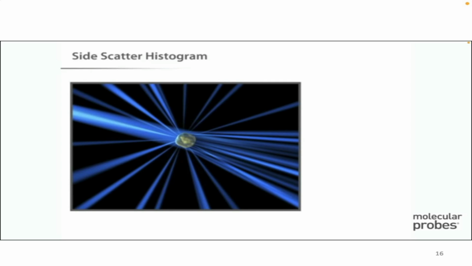There is a second physical parameter that we also like to look at. When I think about forward scatter, I'm thinking about size. The other parameter that I often will look at is, as the slide already tells you, side scatter.